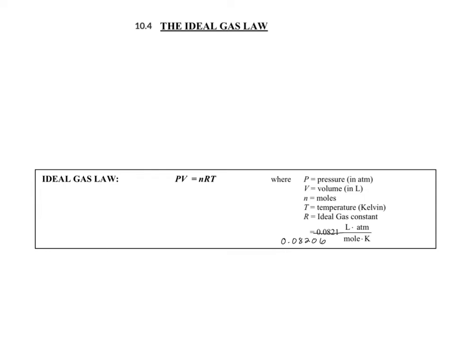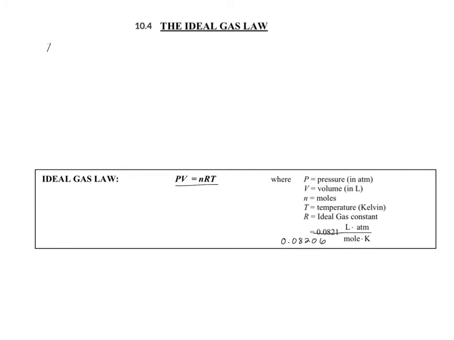Now, our last law is the ideal gas law. So the ideal gas law is not more complicated, but it involves a few more things. So I'll do a little breakdown of the ideal gas law, which we see is PV equals nRT. Let's talk about where it comes from and what the word ideal means.